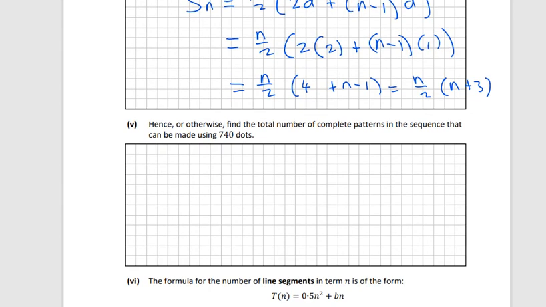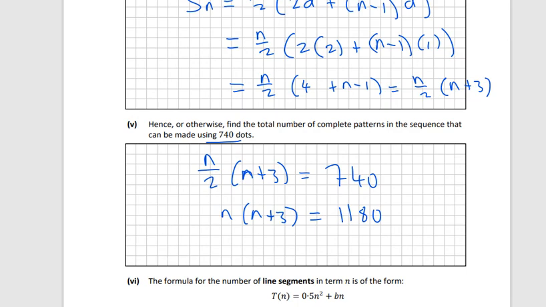Hence or otherwise, find the total number of complete patterns in the sequence that can be made using 740 dots. We're going to let n over 2 times n plus 3 be equal to 740, and we're going to see what the pattern is. If I bring across the 2 and multiply it, we'll get n times n plus 3 is equal to 1480. Then if I multiply the n by the n, it's n squared. Multiply the n by the 3, it's 3n. If I bring across the 1480, it's minus 1480 is equal to 0.